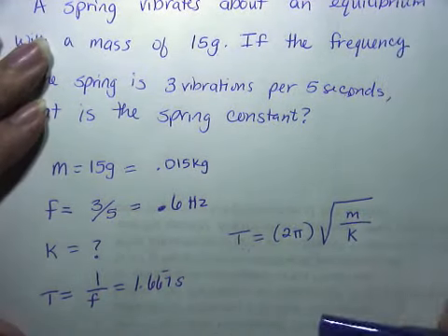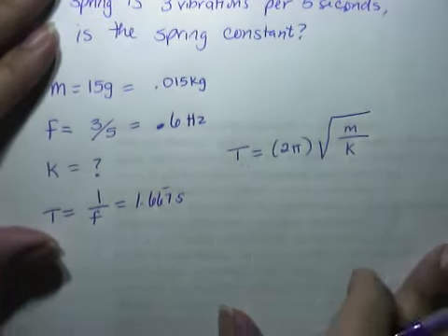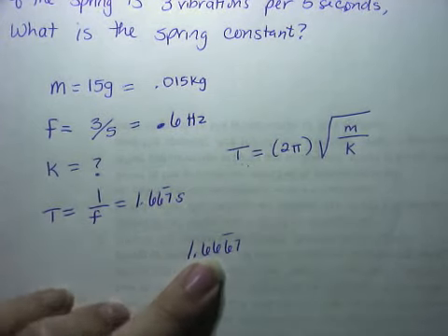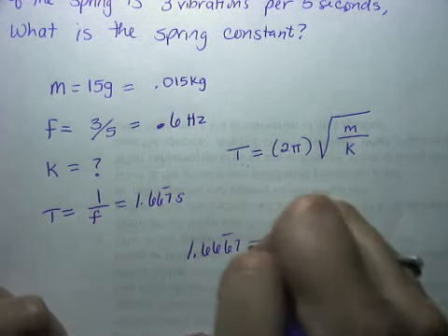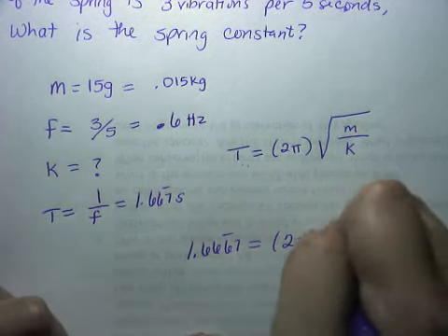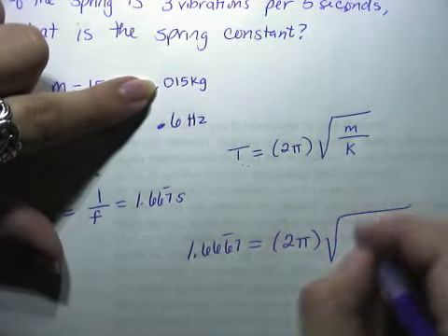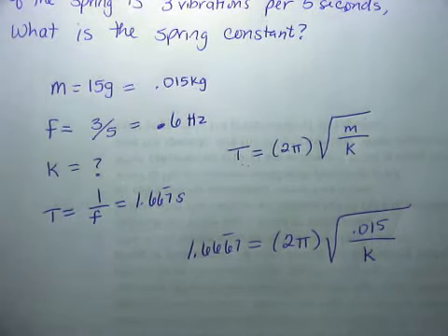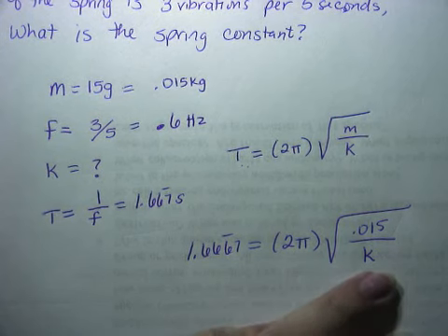Now I'm going to take the numbers and plug them into the equation where they belong. We've got 1.6667, and I'm going to leave this rounded on paper, but I'm not going to round it on the calculator. This is equal to 2 pi multiplied by the square root of the mass, 0.015, divided by k. I think this is where students end up having a lot of problems, because they don't know how to isolate k and get k by itself.